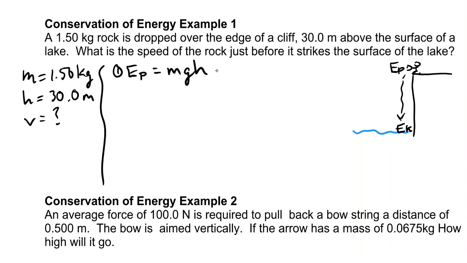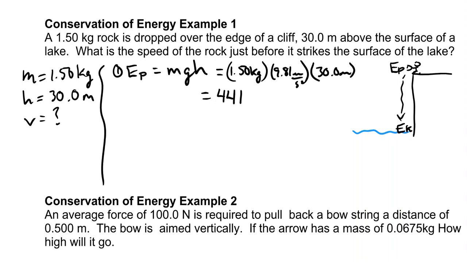All right. So 1.50 kilograms times 9.81 meters per second squared, and then times the height, which is 30.0 meters. So that means we have a total potential energy of 441.45 joules.